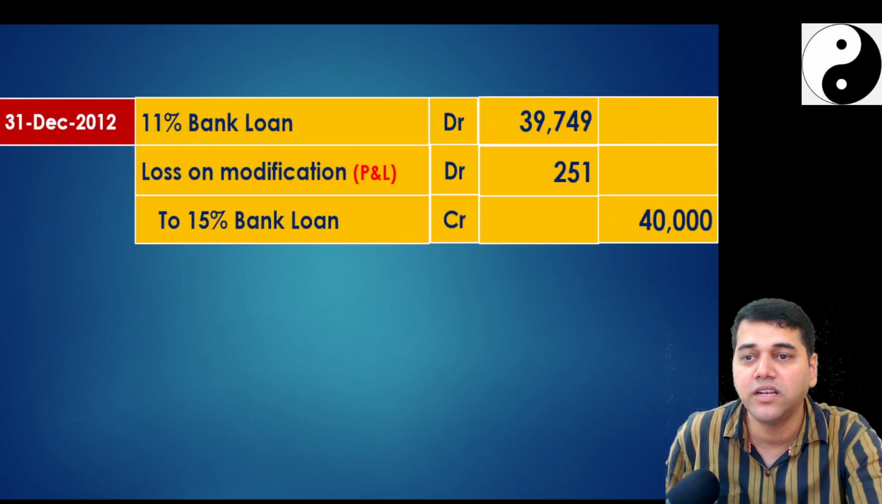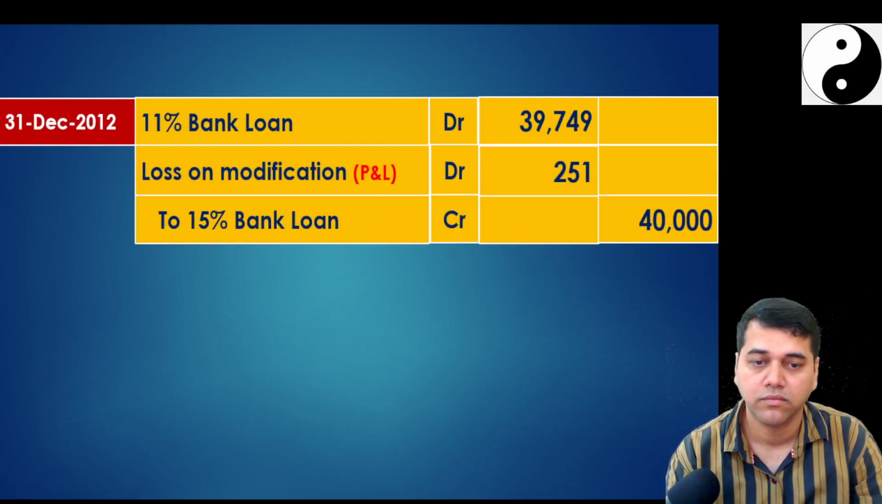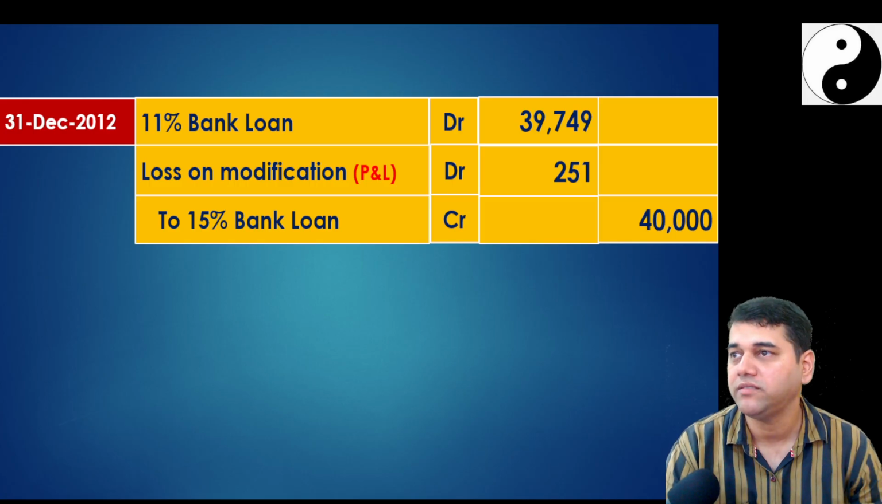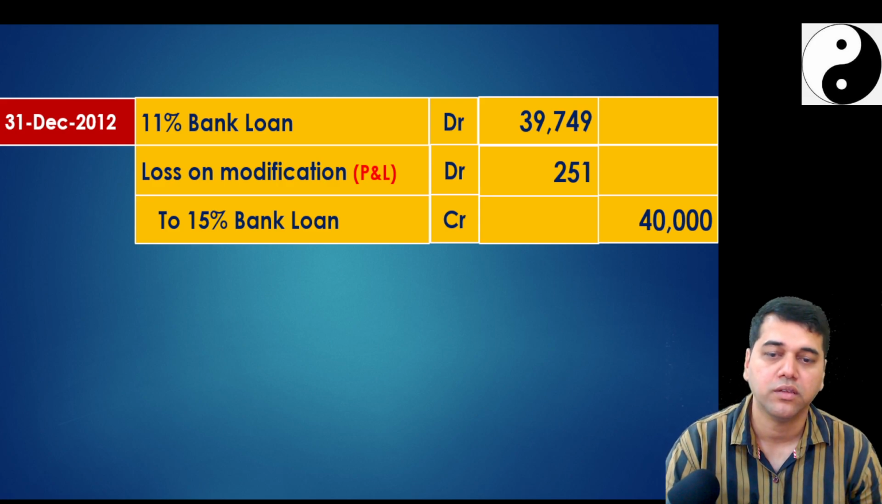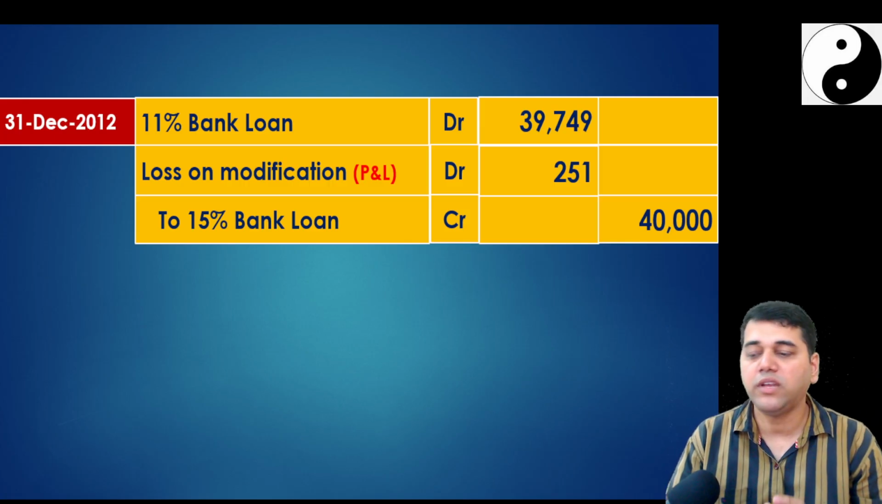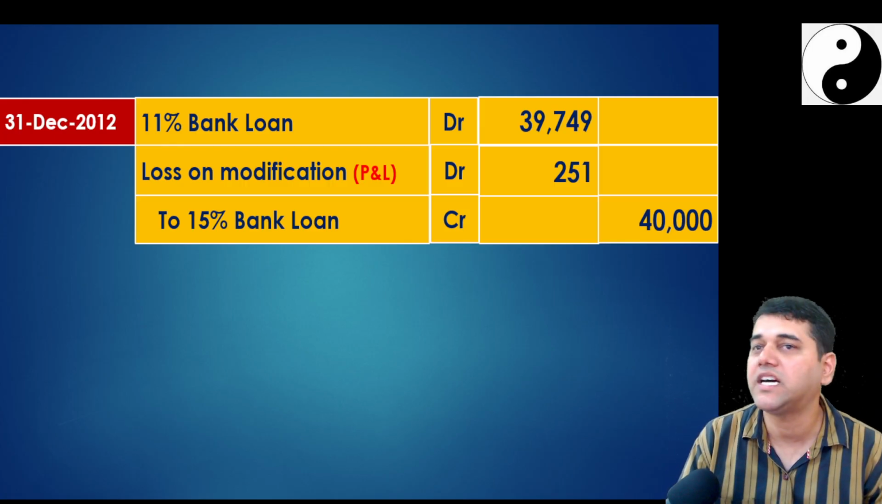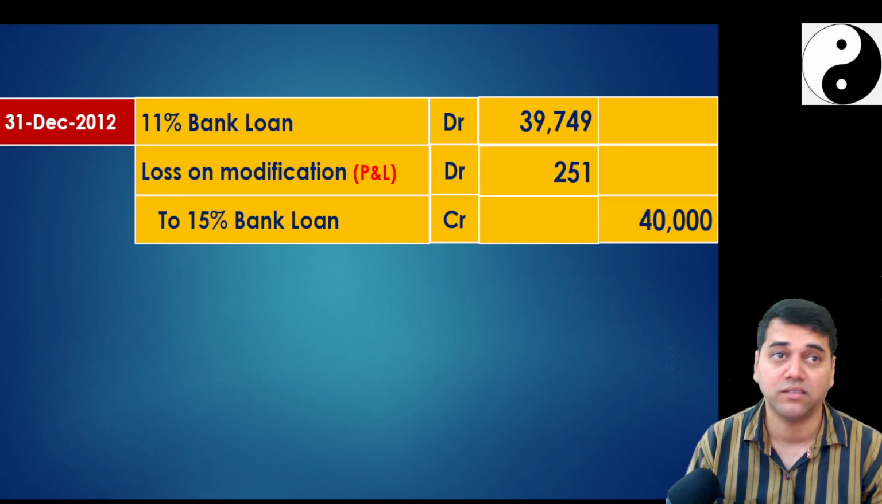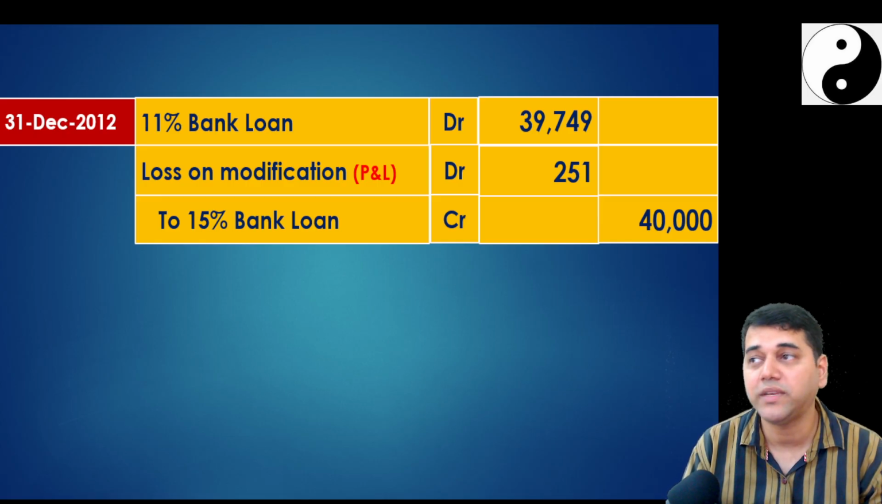So pass the journal entry. I'll pass the old loan account debit 39,749. Modification loss is 251, which is a one-time cost for me, which will go into the P&L account, to 15% loan. Now tell me, up to when they asked me to pass the entry? 31st December 2013. So can you tell me what is my next year entry?